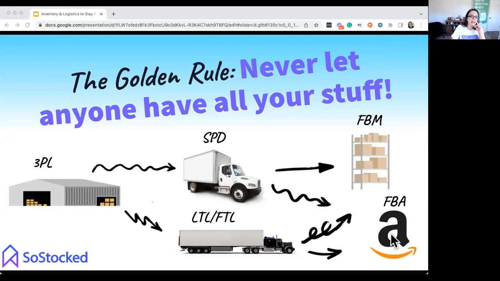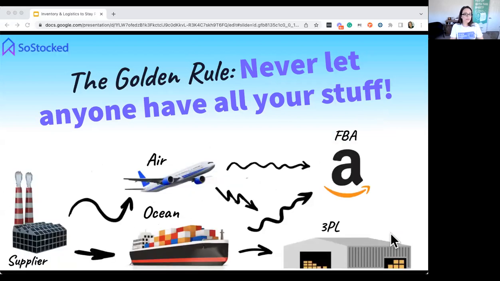The first point is that your golden rule is never let anyone have all your stuff. A lot of times I talk to sellers who have stocked out and I want to know what happened to cause that stock out. And it usually is a violation of never let anyone have all your stuff. Okay, so it's usually a violation of that.